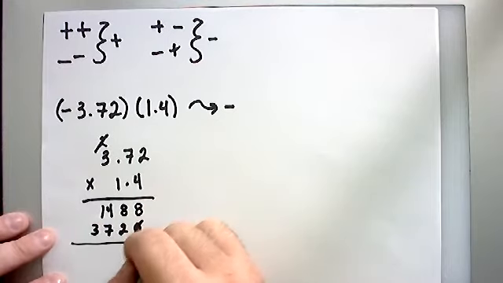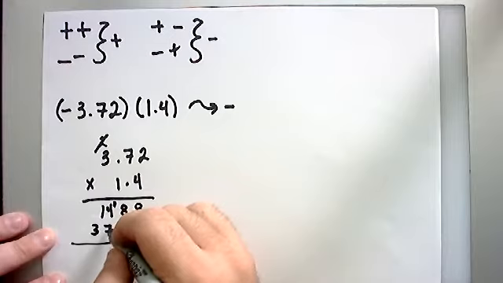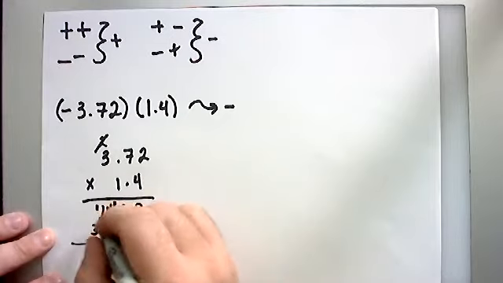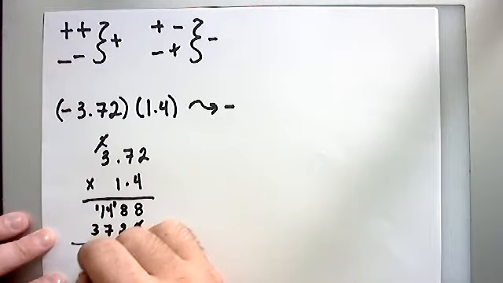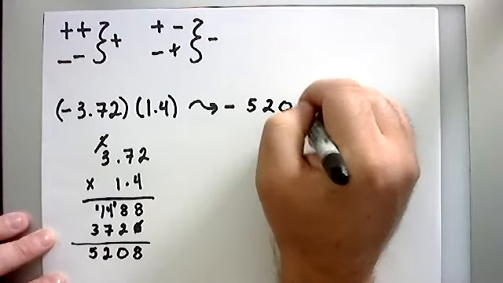8 and 0 is 8. 8 and 2 is 10, carry the 1. 4 and 7 is 11, plus 1 is 12, carry the 1. 1 and 1 and 3 is 5. So we got the number 5208. Those were our digits.